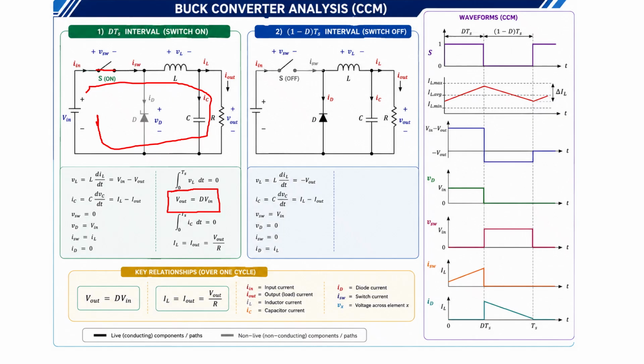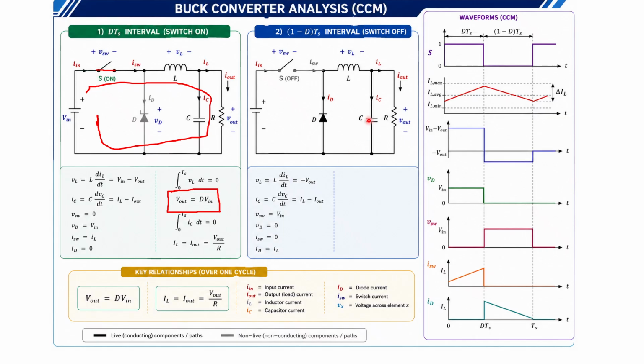Now IC is the capacitor current. If we integrate for one cycle, again IC is also increasing and decreasing. Capacitor current is also increasing and decreasing, so the average value can be written as 0. Then IL, the inductor current, is equal to the output current. The output is a resistive load, so we can write I out is equal to V out upon R. This is just applying Ohm's law.